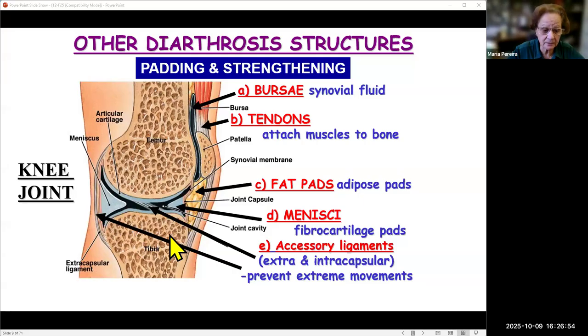Some are outside the capsule, some are inside the capsule. They prevent extreme movement. They prevent the bones from coming apart. So they maintain a longitudinal and proper alignment of the two bones. You can see that this is all quite complex and how it's all formed properly to provide a means of support at the knee joint.